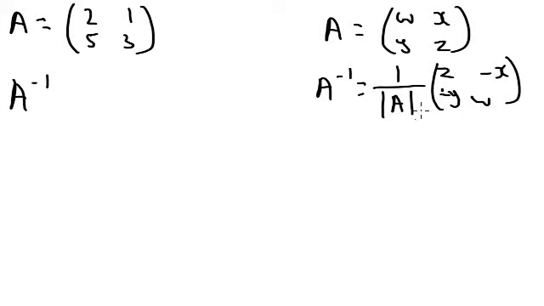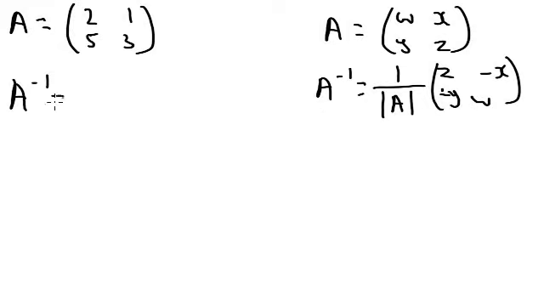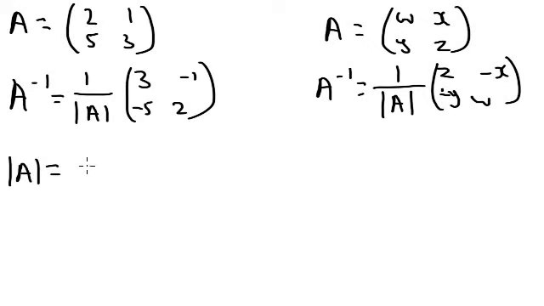So if that is the case, let's apply this to this problem. A inverse will be 1 over the determinant of A, multiplied by, let's switch 2 and 3, their positions. Then we are going to negate 1 and 5. So that's going to be -5, -1. Our main goal right now is to determine the magnitude of A, which is the determinant of matrix A.